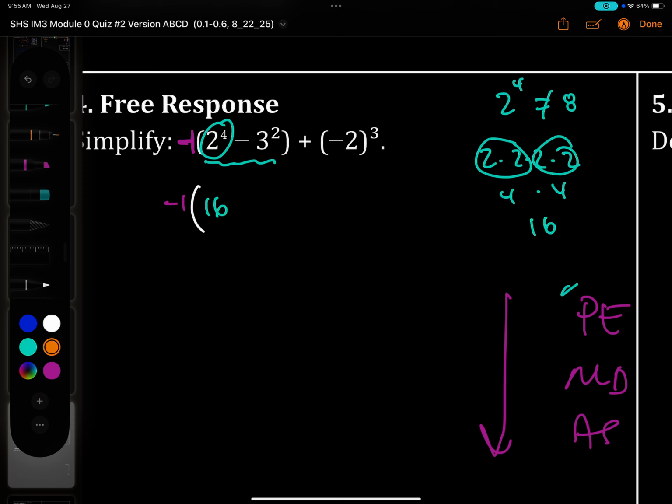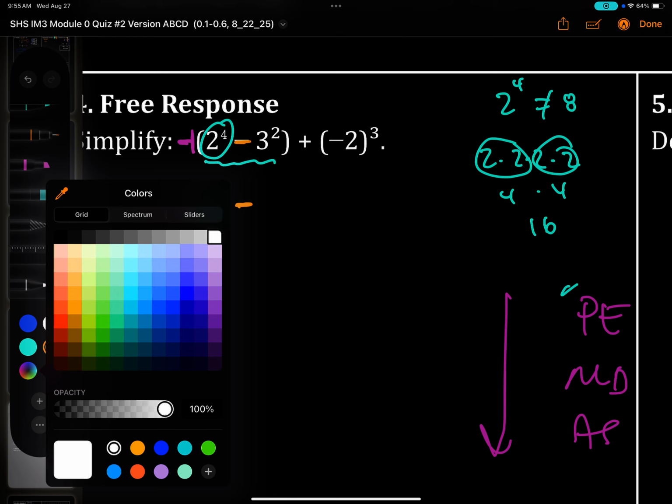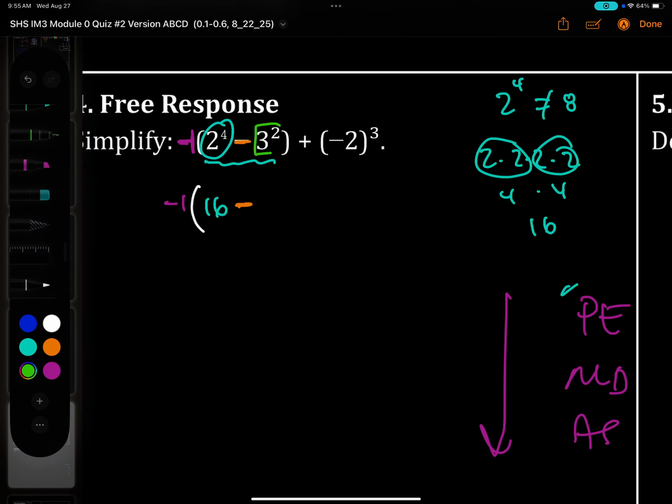Okay, pay attention. Another common mistake is that minus sign. It's not -3. It's 3 squared. Now, again, how would you know that? You'll know that based off of the amount of parentheses. So you're going to have 3 squared, which is 3 times 3, which is 9. And you just close your parentheses.